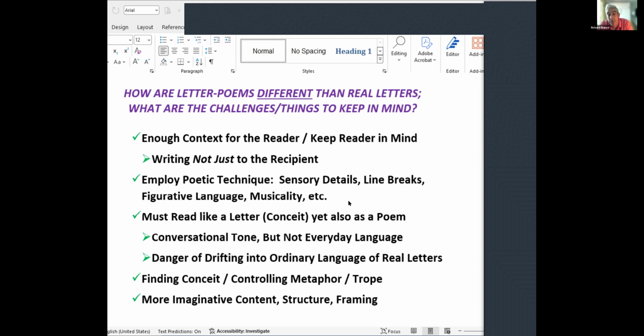Again, unlike more real letter writing, so to speak, we're not concerned with line breaks. We're not concerned so much with sensory details or all the stuff of poetry, right? So of course that adds a layer to understanding that it is a poem. You're using all the sensory details, the musicality we talked about. You're using all those tools in a letter poem while still maintaining that conversational tone. It's not everyday language, but it is conversational. But then again, there's a danger of just drifting into the ordinary language of ordinary letter writing, which kind of goes to the danger of drifting into where you forget the reader completely.